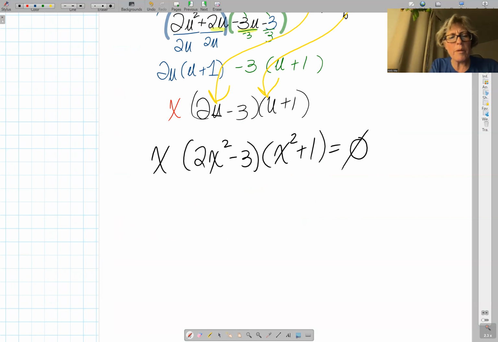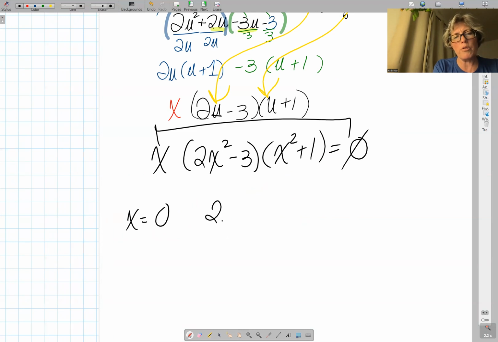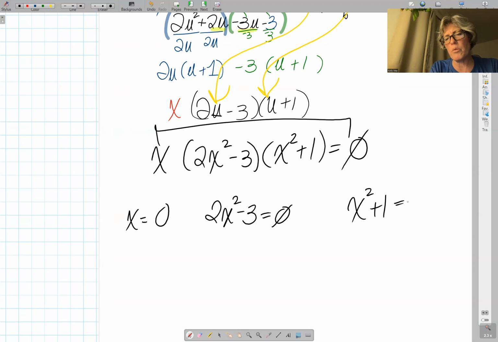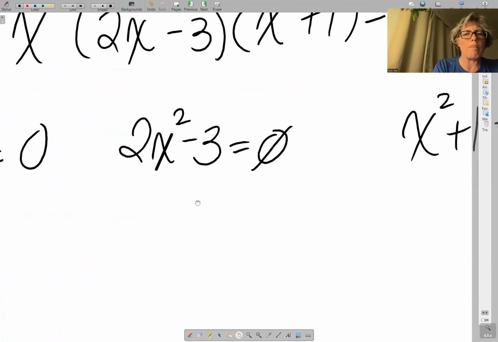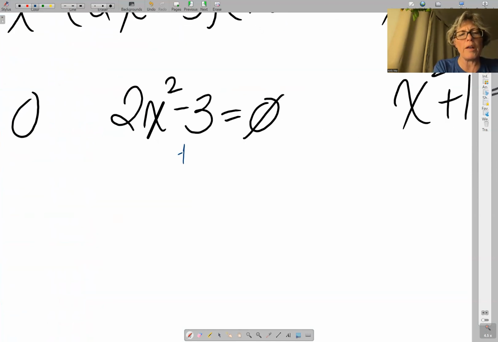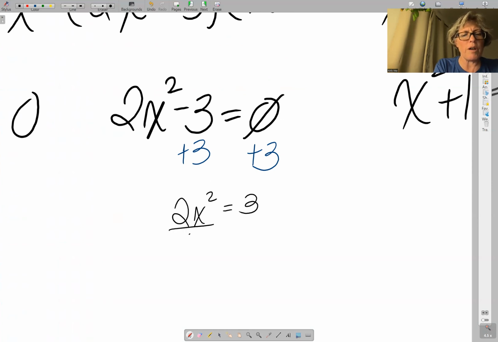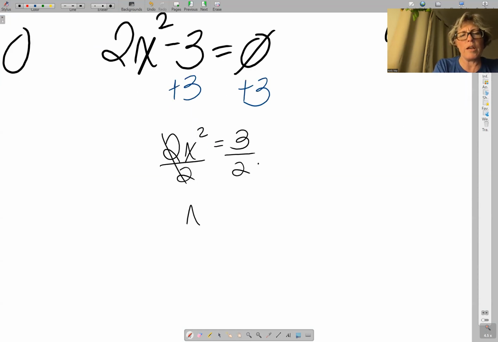Now we break it down, and our first x is 0. Woohoo, that's it, because just x equals 0. And we have 2x squared minus 3 equals 0. And then we have x squared plus 1 equals 0. Let's focus on this middle term. We are going to add 3, and we get 2x squared equals 3. We're going to divide by 2. And we have x squared equals 3 over 2.